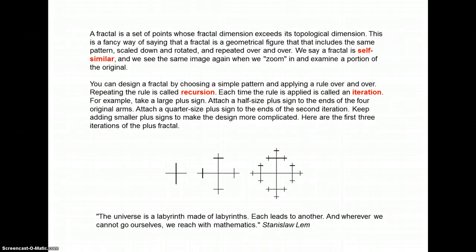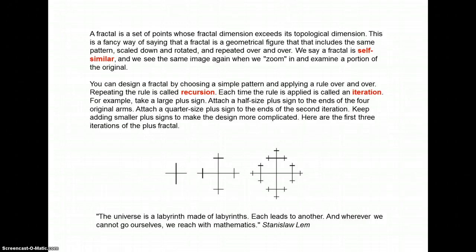A fractal is a set of points whose fractal dimension exceeds its topological dimension. This is a fancy way of saying it's not 2D and it's not 3D, it's somewhere in between. It has a fractional dimension. A fractal includes a seed pattern that is then scaled down or up and rotated and then repeated over and over. We say that this fractal is self-similar because it's just a bunch of the same image over and over again. When we zoom into the large image and just look at a piece of it, it looks just like the large original.